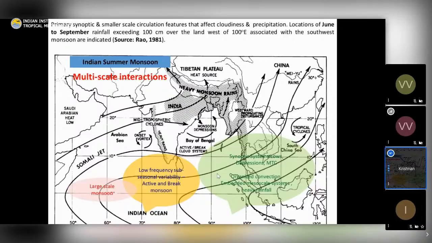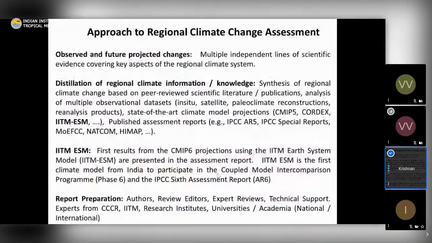So it is truly interactive in nature. The shaded region shows the areas which receive more than 100 centimeters of rain during a season climatologically. So you are trying to ask a problem: if climate change is going to happen, how it is going to affect the monsoonal process? This is really a very complex problem, and that we have to keep in mind.